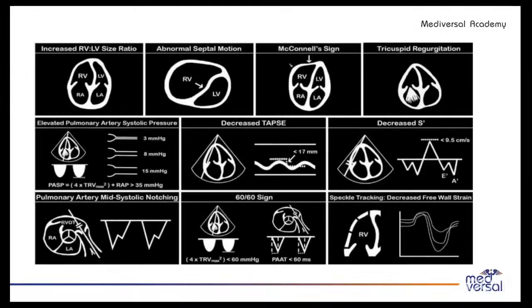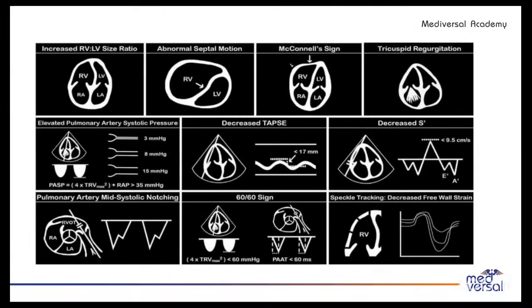There will be McConnell sign, hypercontractility of the apex and lower contractility at the level of the base, and there will be tricuspid regurgitation, increase in RVSP, elevated pulmonary artery systolic pressure, decreased TAPSE, decreased S prime velocity, pulmonary artery mid systolic notching, and decreased free wall strain in the echo imaging. I will go one by one.